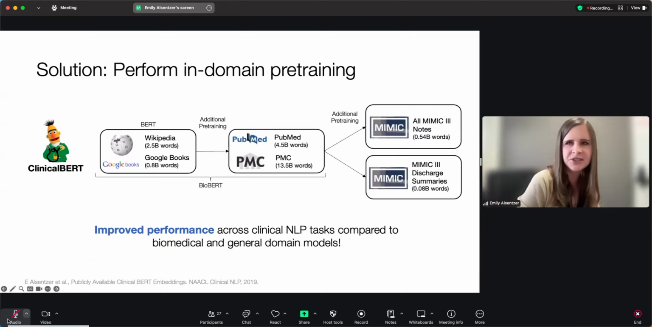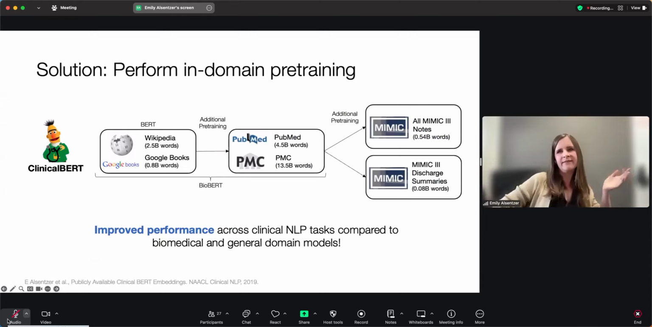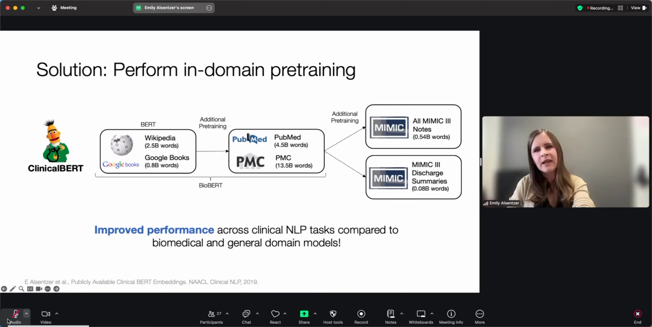So, to address these challenges, a common paradigm in the field for the last 7 years plus has been to perform continued in-domain pre-training on clinical data. Back in 2019, we created Clinical BERT by further pre-training a BERT-based model on clinical notes from MIMIC, which is an ICU dataset from Beth Israel Deaconess Hospital in Boston. This work showed that in-domain pre-training on this clinical data can lead to improved performance on clinical NLP tasks compared to both general domain and biomedical models.